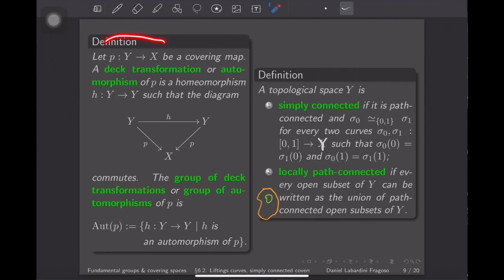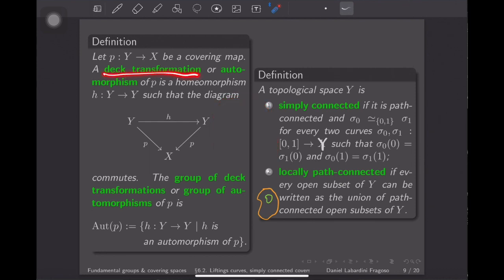Now, suppose I have a covering map. A deck transformation or automorphism of the covering map is any homeomorphism from the top space, from the covering space, to itself that makes this diagram commute, which means that applying P to H of y is equal to P of y for every y. I mean, this commutativity means P∘H is the same as P, which means that along fibers, H permutes them because it sends y to something in the same fiber. That's what it means.